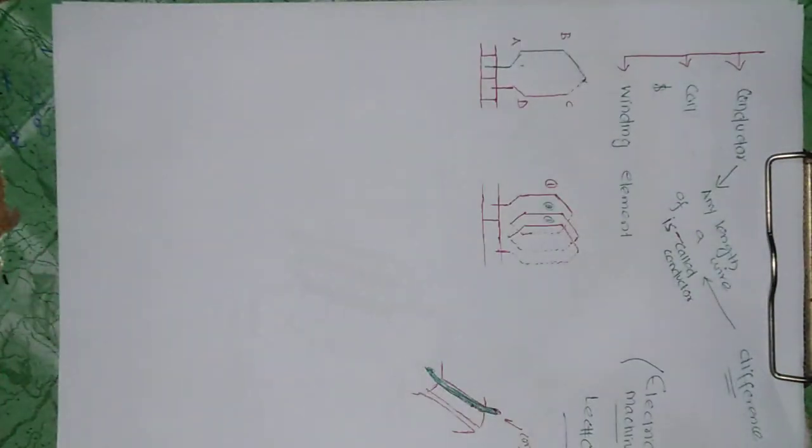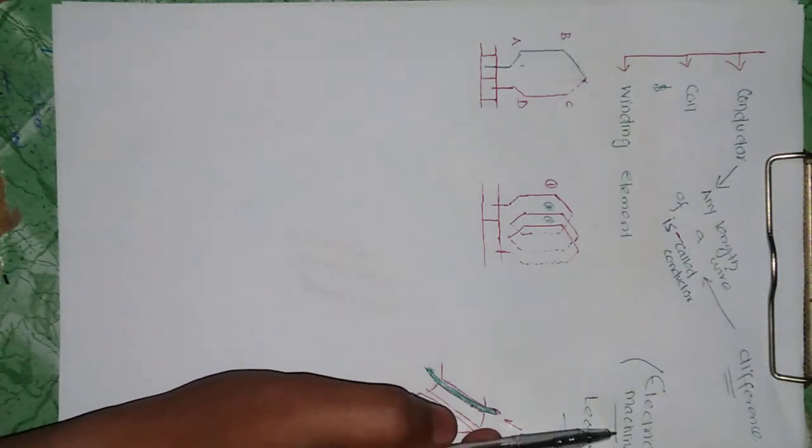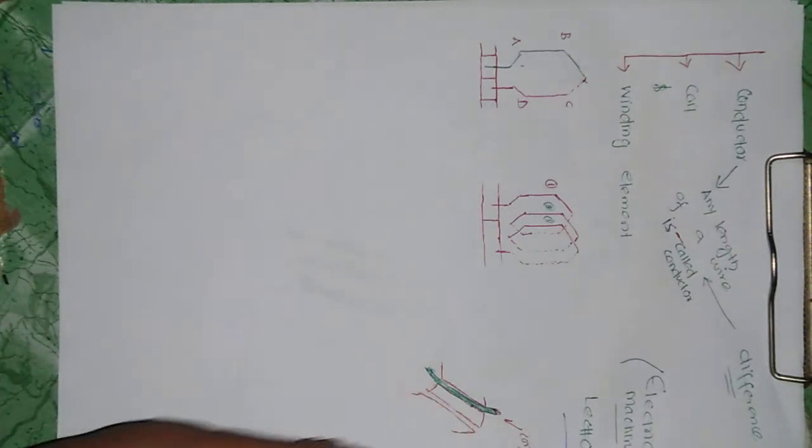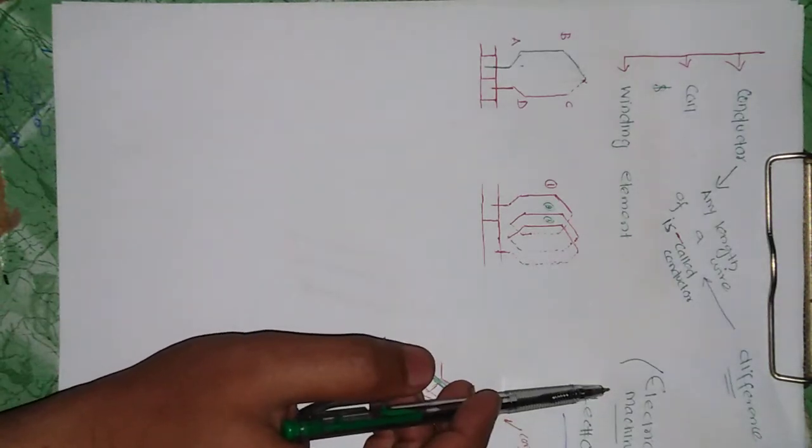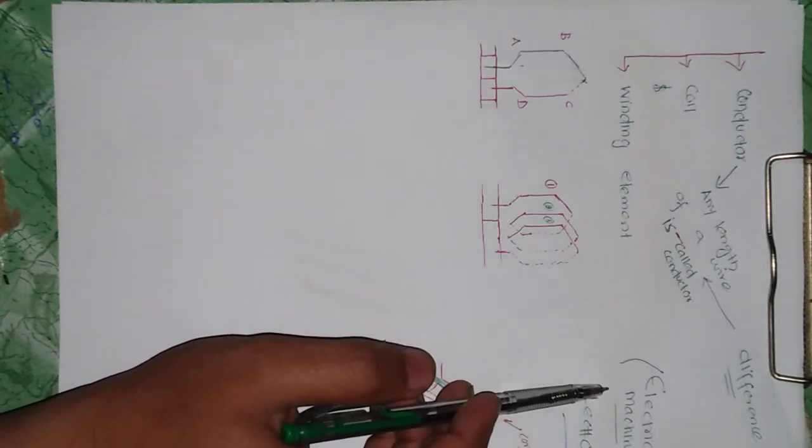Bismillah Rahman Rahim. Our today's lecture is about the conductor, the coil, and the winding element. Actually, this is the first lecture in electrical machines, but these terminologies are necessary to understand before going into a deep study of electrical machines.